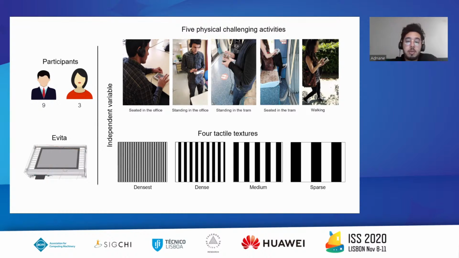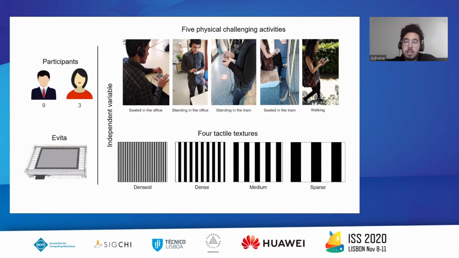12 participants volunteered to take part in our experiment. All the participants had used a smartphone for at least 5 years, with daily use in different contextual situations. We used the Evita device for this experiment, a tactile feedback tablet that supports friction reduction by means of ultrasonic vibration. We considered here four tactile textures.